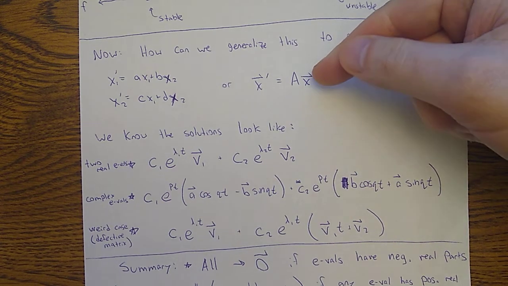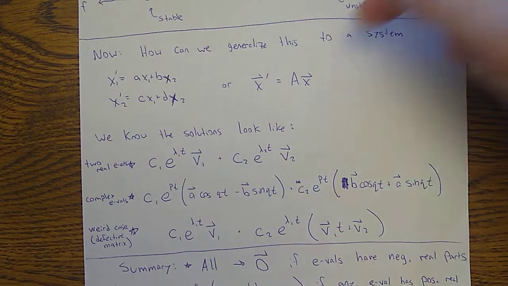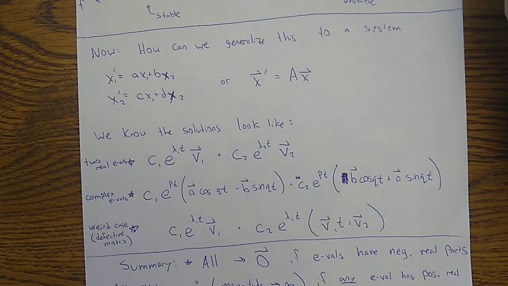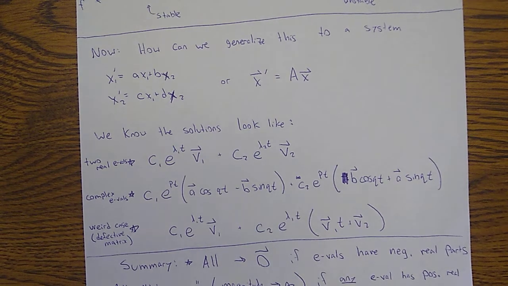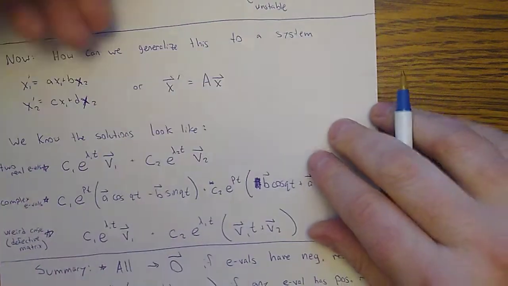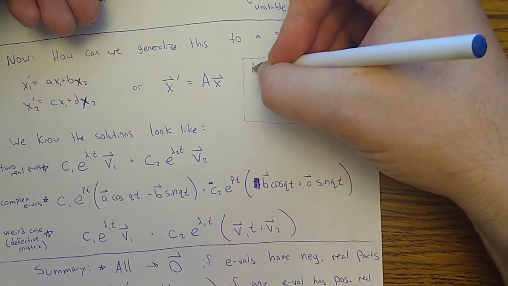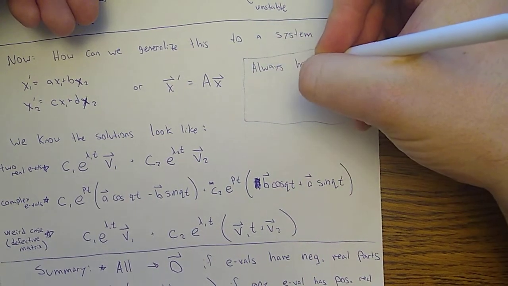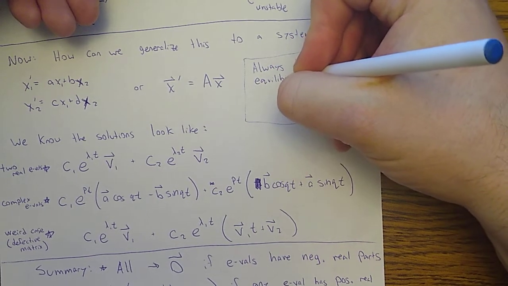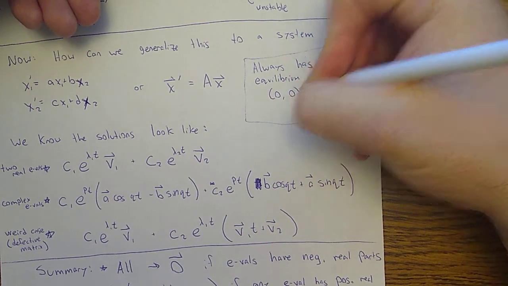And this is the type of system that we've also been writing this way, like the vector x prime equals A times x, where A would just be this 2 by 2 matrix, a, b, c, d. Right? And yeah, so let me make it clear, I guess. This always has the equilibrium point zero, zero.